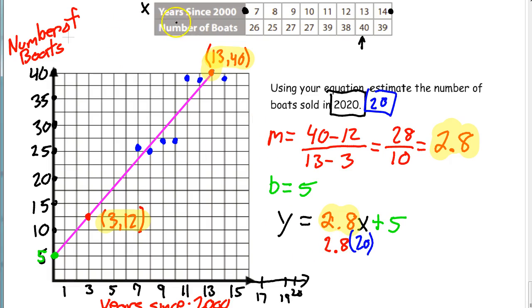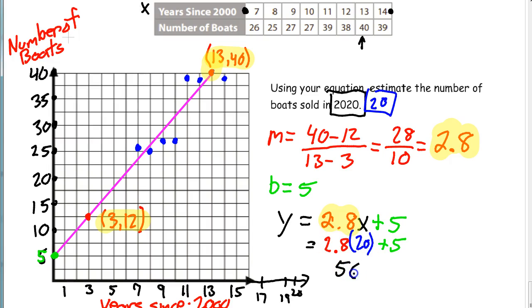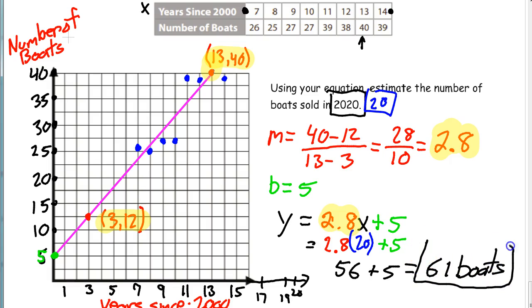So 2.8, for me, it's going to be 2.8 times 20 plus 5. So 2.8 times 2 is 5.6, and then with a 0 it's 56, and plus 5, so mine comes out to 61 boats. Okay. That'd be the number of boats in the year 2020 expected to be in the marina, based on my line of best fit.